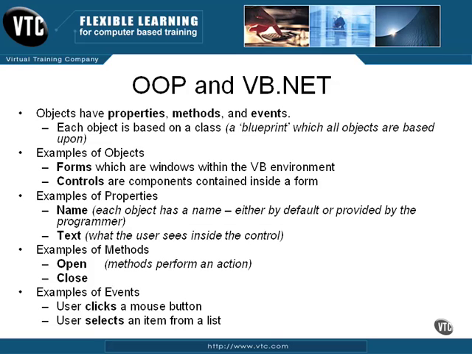And finally, an event. The most common example of an event is when the user clicks the mouse. You can then choose to have the application respond to that mouse click by writing code for that event. Another example of an event might be when the user selects an item from a list. And again, there's an endless number of events that can be associated with various objects.